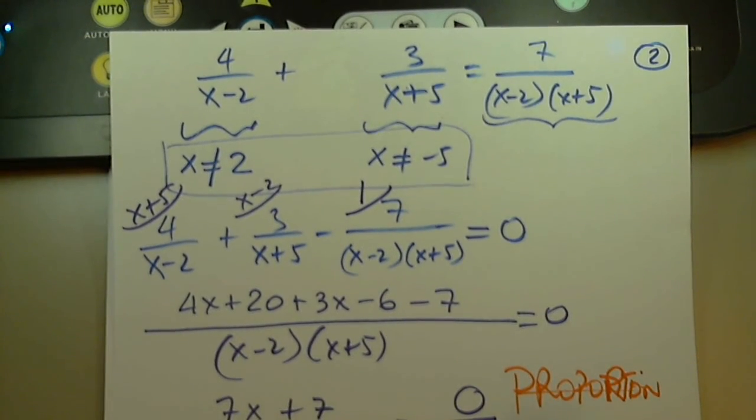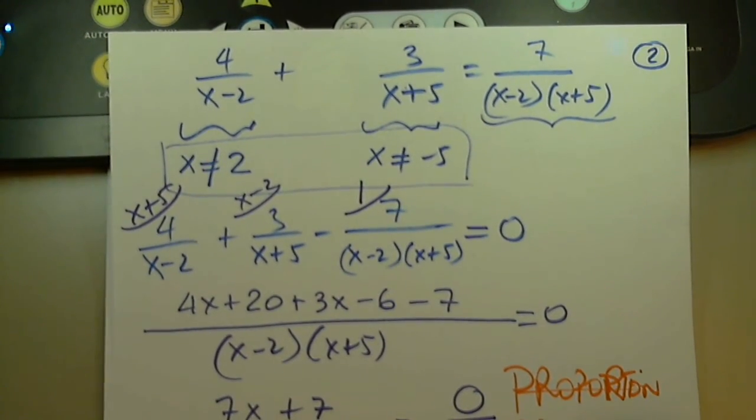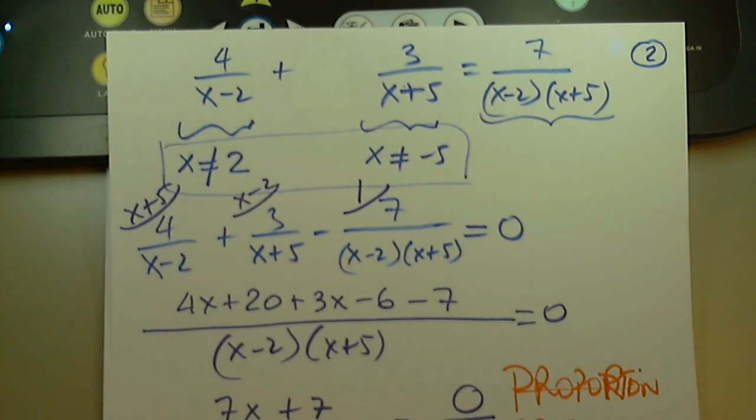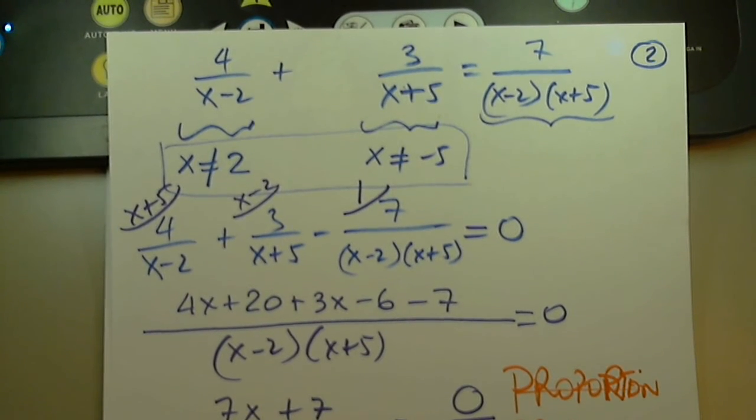Let me write it again. It's a proportion. It's very important to remember this because a proportion has a very special property. Only in a proportion I can cross multiply. So let me show you a proportion. So A divided by B equals C divided by D.